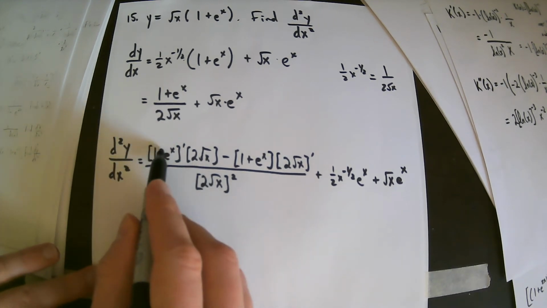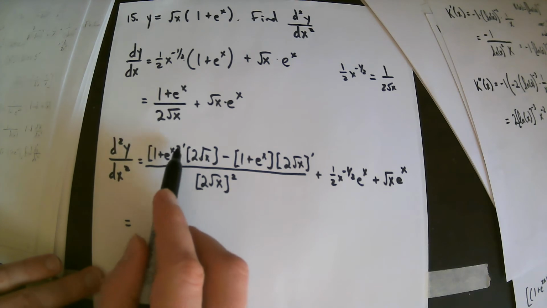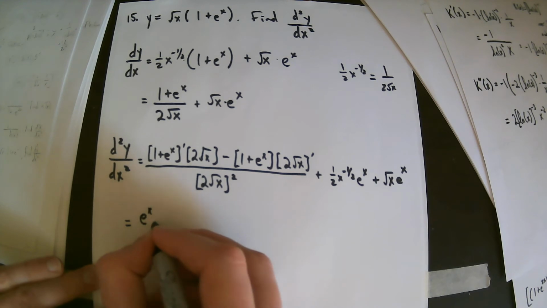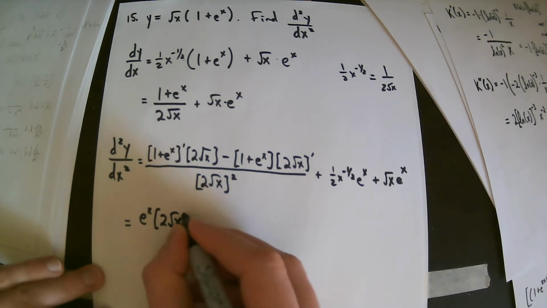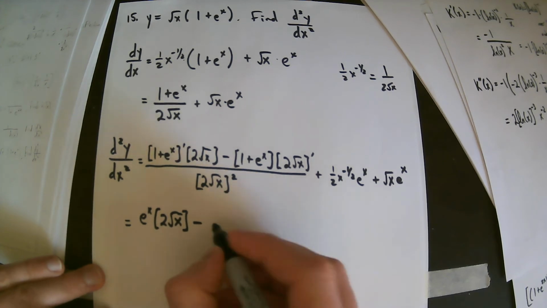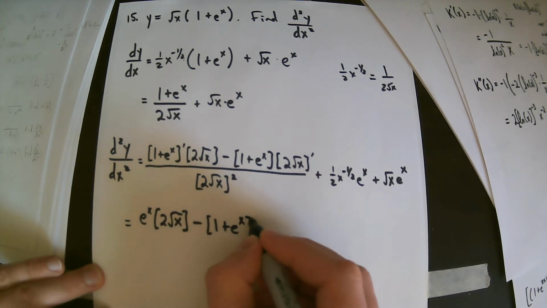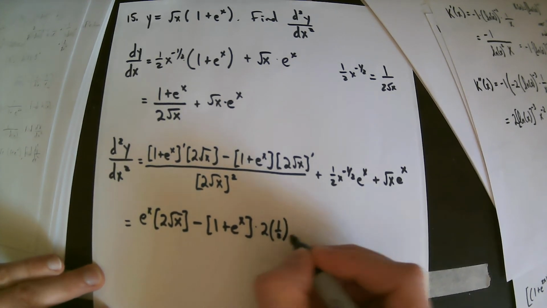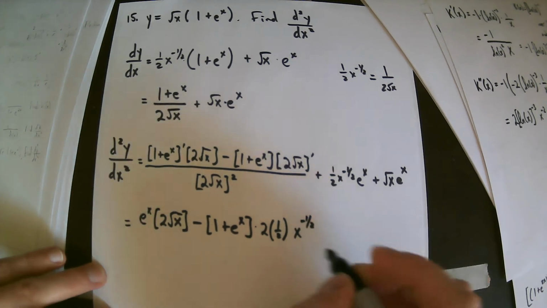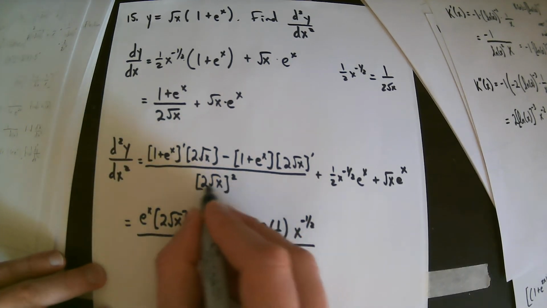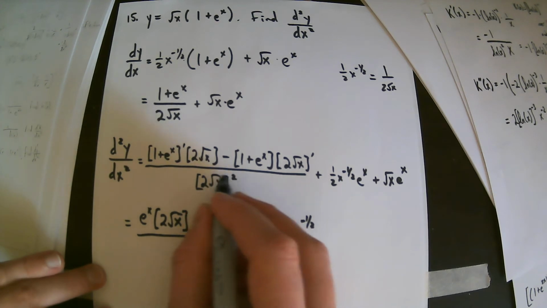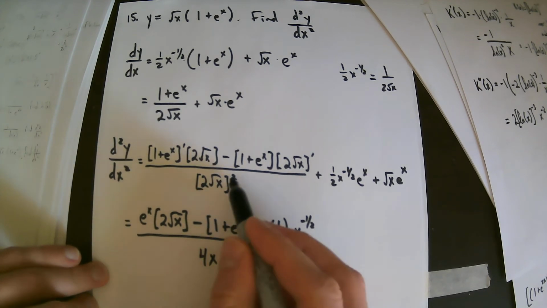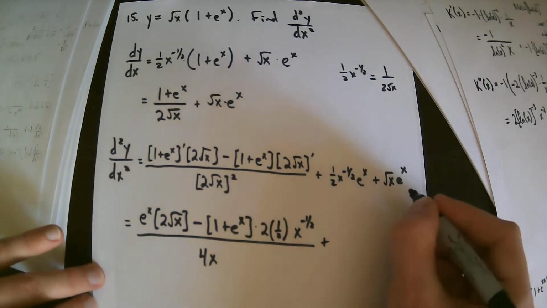Alright, so now let's actually do these derivatives. So I've got 1 plus e to the x. The derivative of that is just e to the x because the 1 gets absorbed. So I've got e to the x times 2 square root of x minus 1 plus e to the x. Derivative of 2 square root of x is going to be 2 times 1/2 and then x to the negative 1/2. Now all over, squaring both of these, because they're connected with multiplication, I can actually distribute the square, so I'll have 4x. 2 squared is 4, square root of x squared is just x, and then plus this stuff.